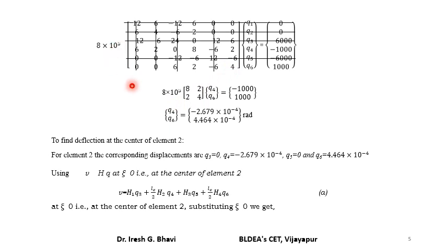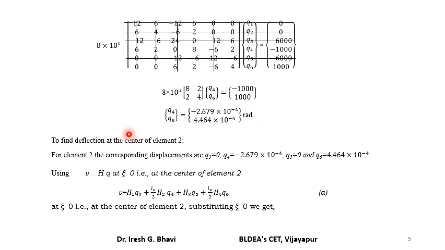Hence it is 8 into 10 raised to 5 into the bracket 8, 2, 2, 4, then q4, q6 is equal to minus 1000, plus 1000. You can see that there are two equations and two unknowns, q4 and q6. Hence we can solve for q4 and q6. We get q4 as minus 2.679 into 10 raised to minus 4 radians, because q4 is the rotation or slope theta, it will be in terms of radians. And q6 is 4.464 into 10 raised to minus 4 radians.